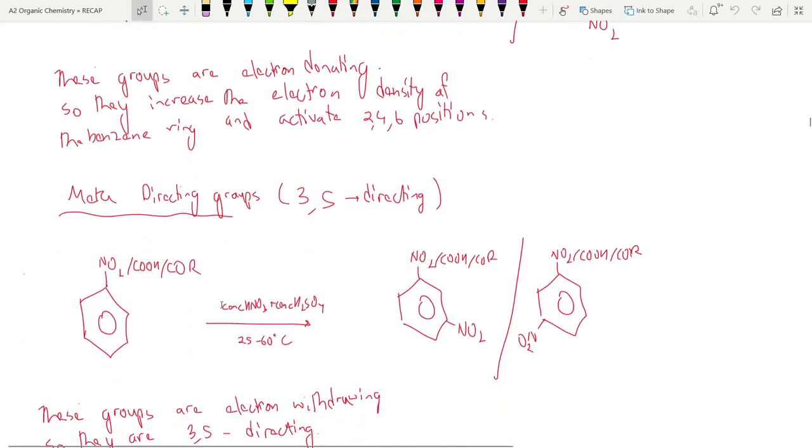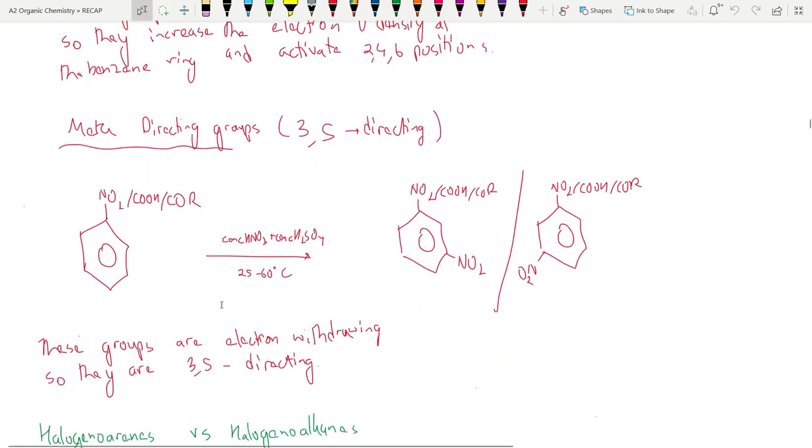What about meta-directing groups? This question was actually there, in fact, in March 2022. If you have NO2, CHO, or COR, this does require heat, by the way. Listen, phenol doesn't require heat, but this requires heat with nitration, I mean. So these groups are electron withdrawing in nature because they have so many electronegative atoms, right? So they have a tendency to withdraw electrons, so they are 3, 5 directing. The NO2 group will either go to the 3rd or 5th position.